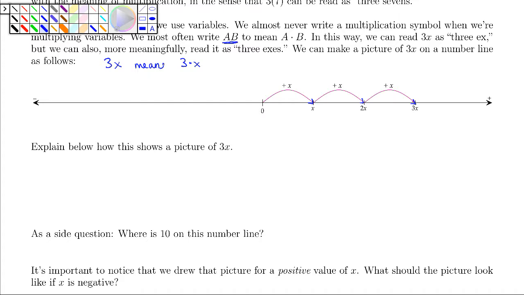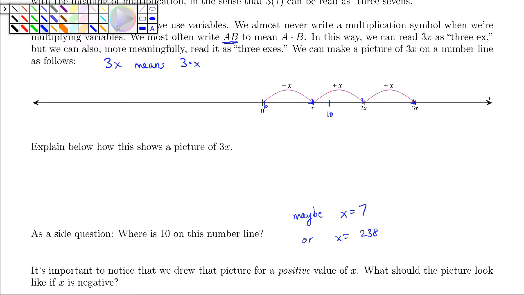Okay, so we actually don't know where 10 is on the number line. x is supposed to be a variable. It could be any number. So maybe x equals 7, in which case 10 would be like here, right? Or maybe x equals 238, in which case 10 would be like way down here, right? It'd be even farther down, probably.